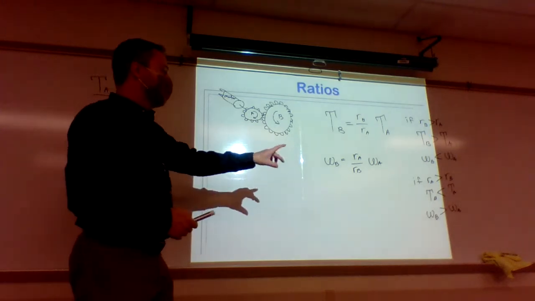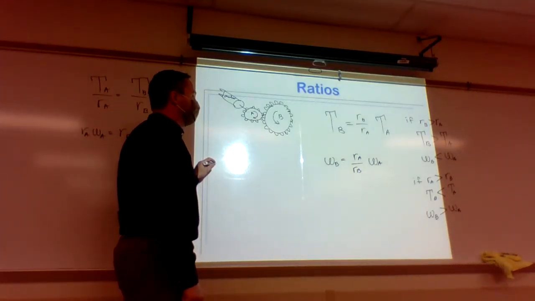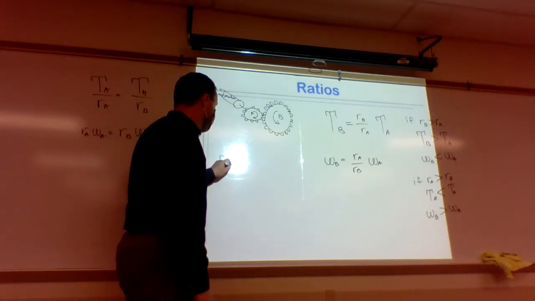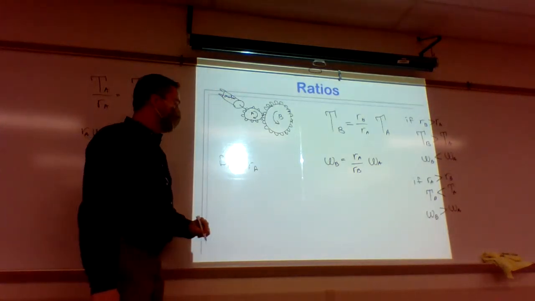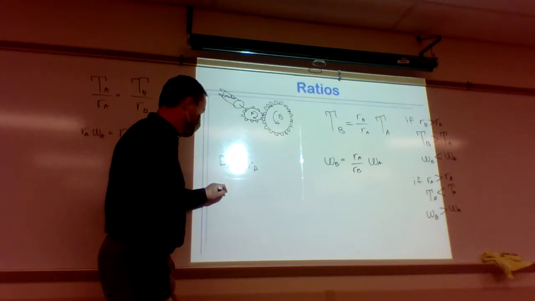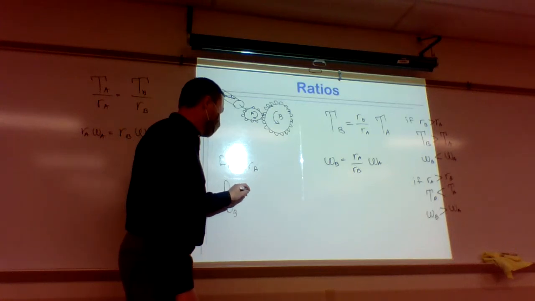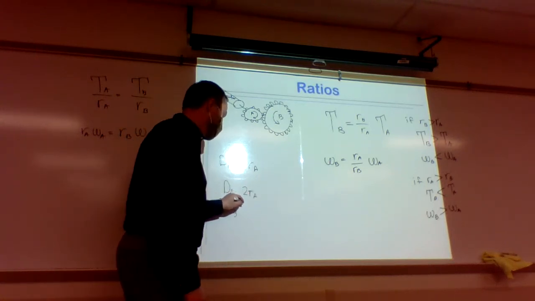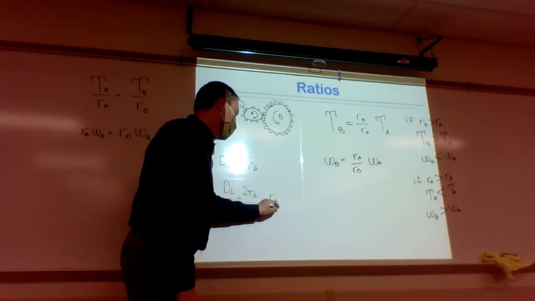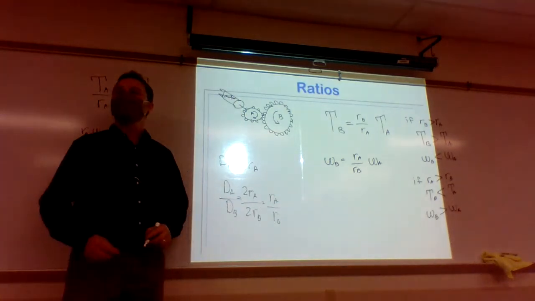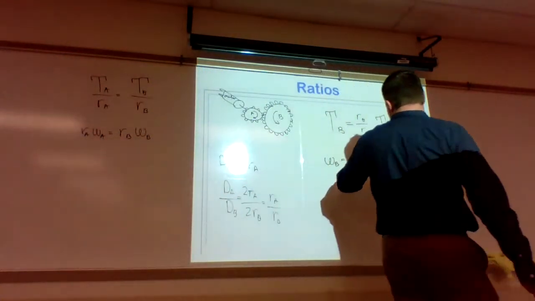Okay, now we've done this for radii here. I would like to point out that, of course, the diameter of gear A would be 2 radii. So notice that if I take the diameter of A divided by the diameter of B, that's equal to 2 RA divided by 2 RB, which is just the ratio RA over RB. Okay? So you can use radii here.